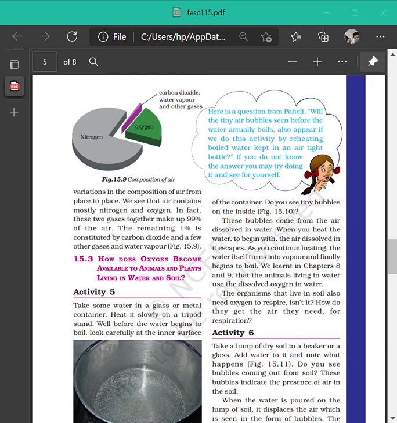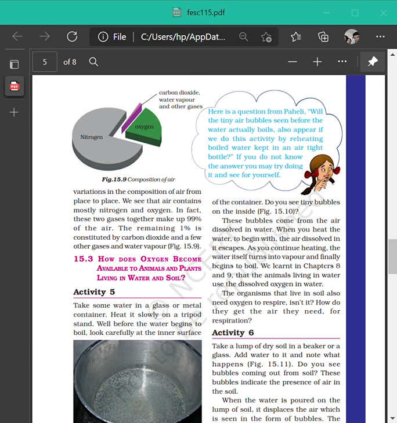Okay, now the next activity is asking how can we prove that soil contains air, because in soil there are also some organisms present, and the roots are present in the soil. How are they going to breathe? So does soil also contain air? How are you going to prove this?